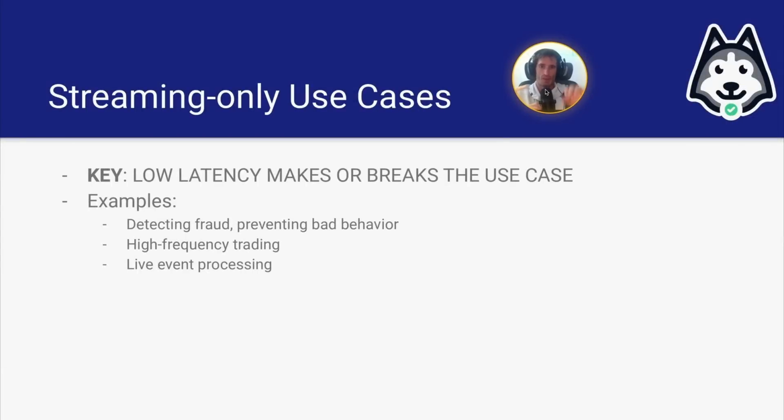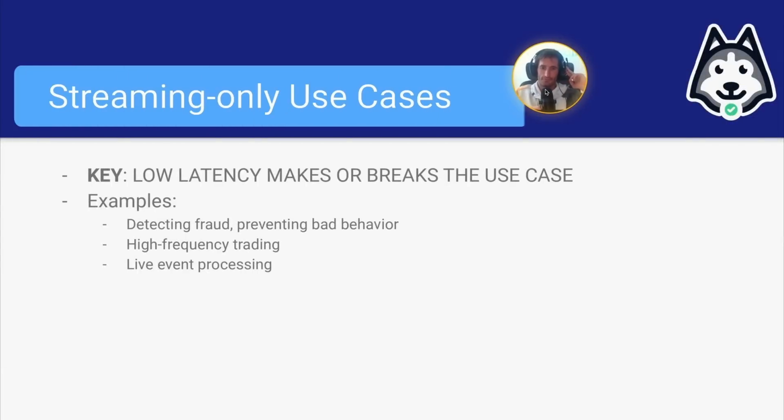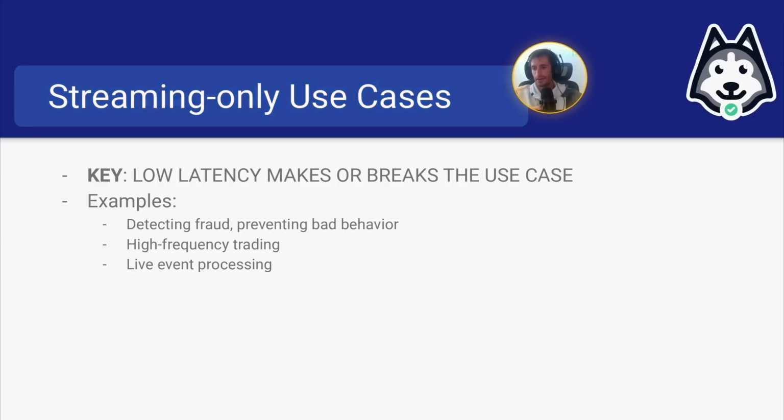Okay. So, streaming only use cases. These are some cases where there is a massive trade-off that you can't make with, say, hourly batch or micro batch. You can't use those as your options because it makes or breaks the use case. You have to have extremely low latency for there to be any value at all.